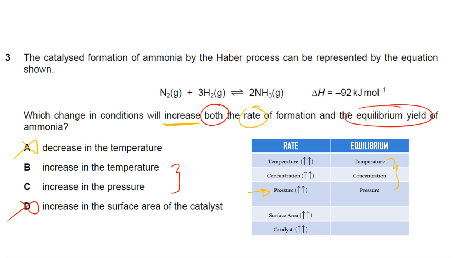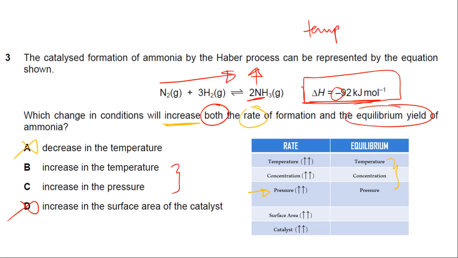Now let's look at the conditions. We want to favor the forward reaction if we want more ammonia to be formed, and therefore we need to do something with the temperature which suits the forward reaction. The forward reaction is exothermic in nature. We know that because of this negative sign. And therefore, we also know that when you decrease the temperature, your exothermic reaction is favored, or it is increased.